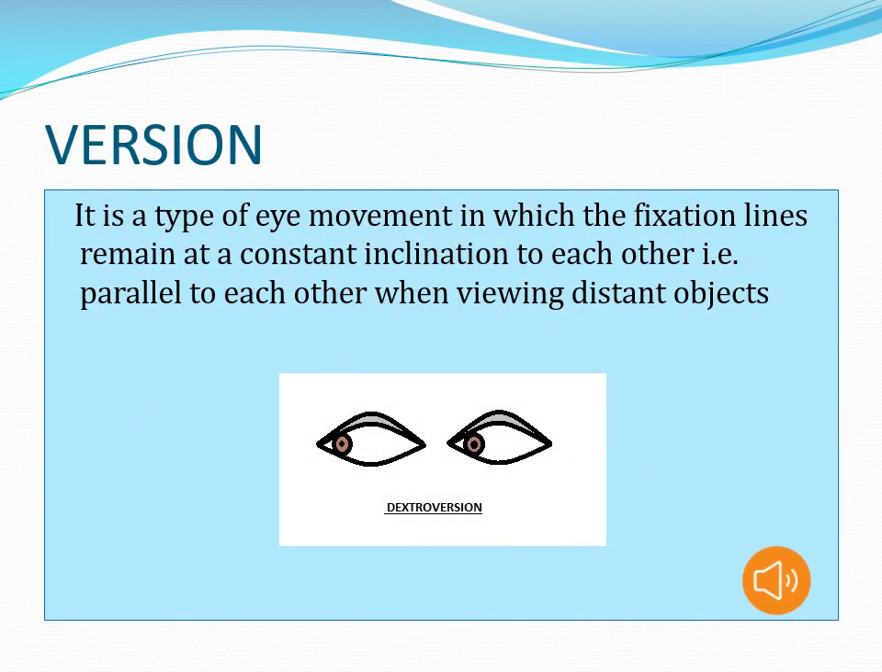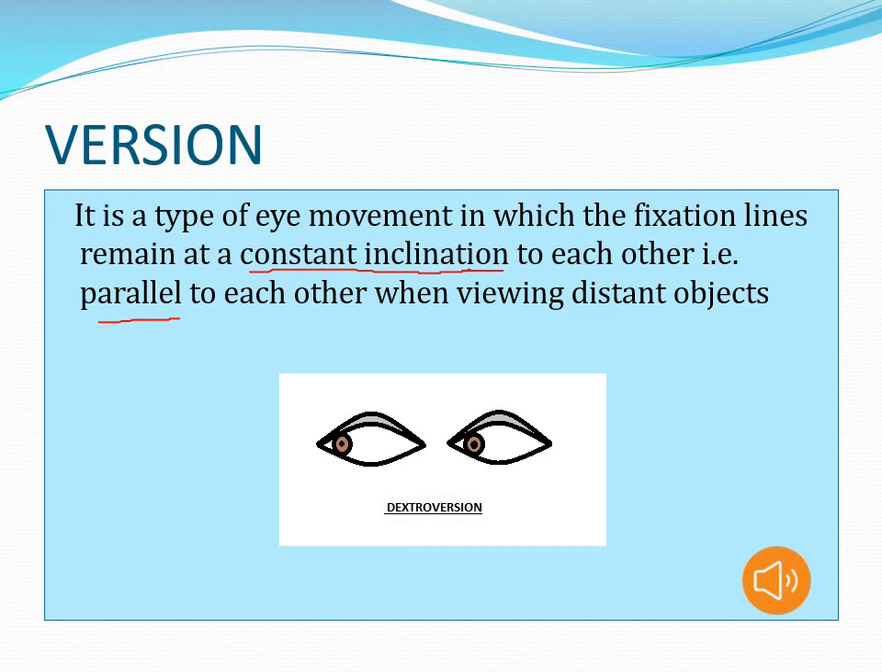The first type of movement is version movement, also known as conjugate movement. In this movement, the fixation lines remain at a constant inclination to each other, that is parallel to each other when viewing distant objects. The important word here is constant inclination, which gives you an idea that the angle between the two primary lines is constant.